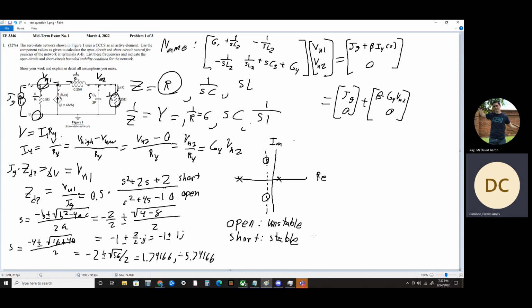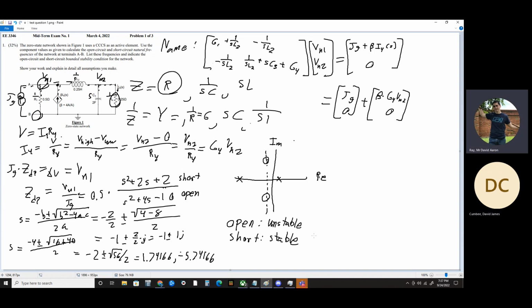I did have a quick question though for explaining whether or not it's stable for open and short. Do you have to write a bunch, or can you just leave it like that, where open is unstable, short is stable? Because I know for some of the homework, sometimes you have to write or explain. Do you have to explain why it's unstable or stable, or can you just write that it's stable?